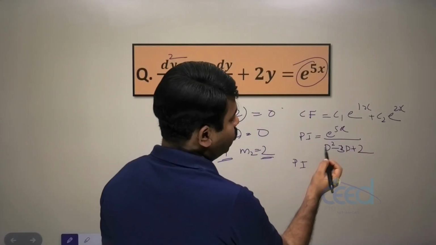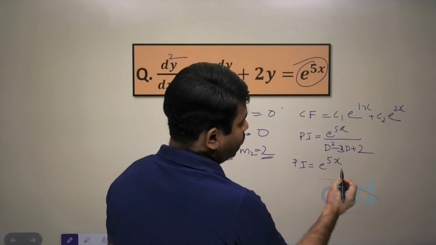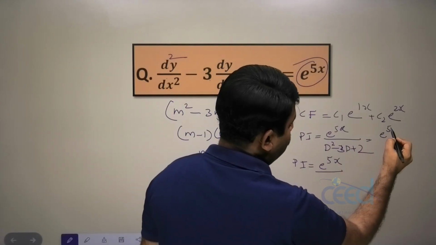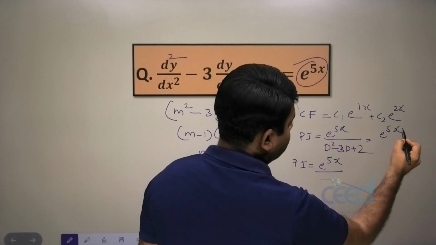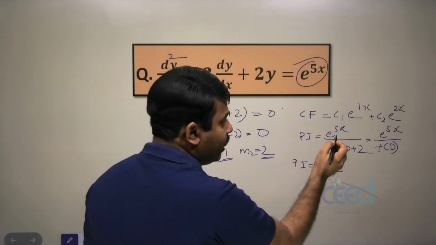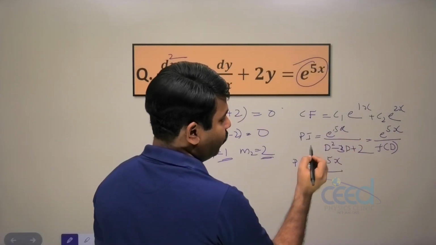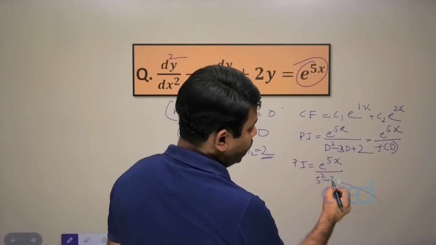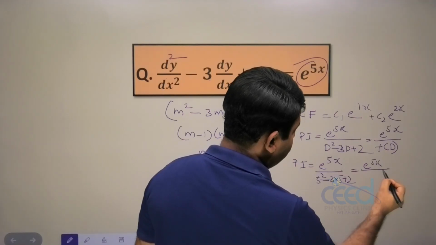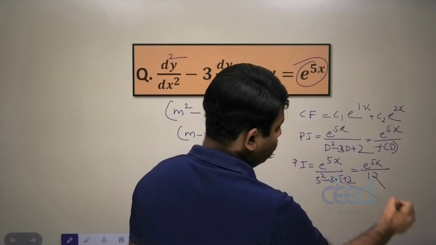Now you have to take this e raised to 5x. This is your f of capital D. You have to find f of a. What is a? 5. Replace this capital D with 5. Then 5 square minus 3 into 5 plus 2, that is 25 minus 15 plus 2, which is 12. So e raised to 5x divided by 12.